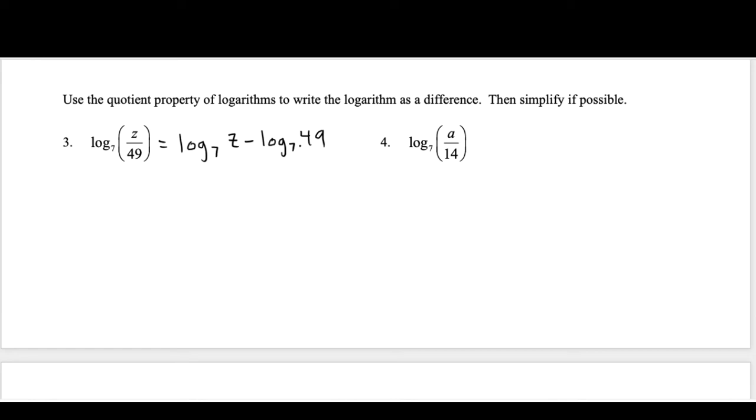This one, log base 7 of 49, we would say 7 raised to what power equals 49? That power would be 2, because 7 squared is equal to 49. So that means this logarithm is just 2. So I can rewrite that as 2. And then over here we have log base 7 of a minus log base 7 of 14, and that cannot be simplified any farther.